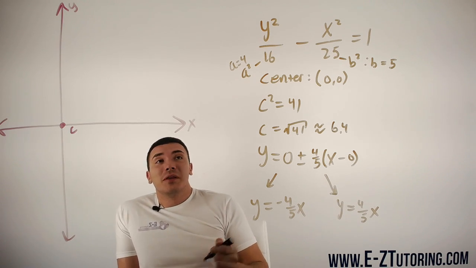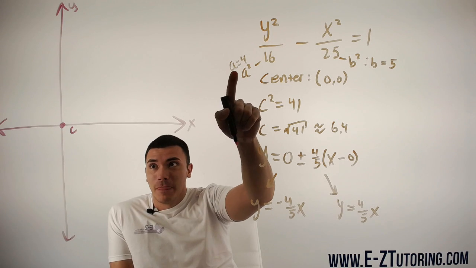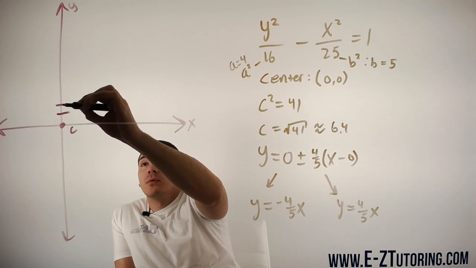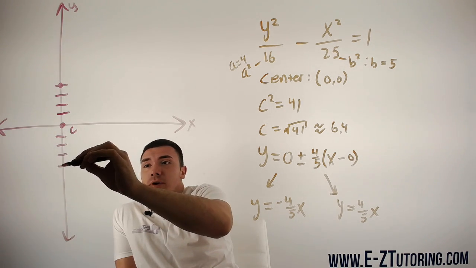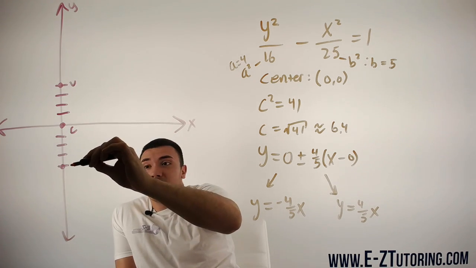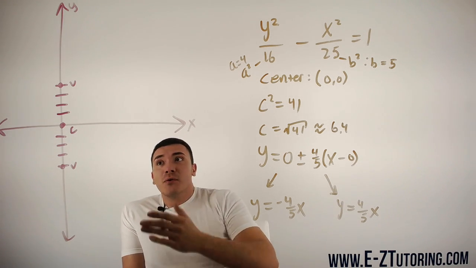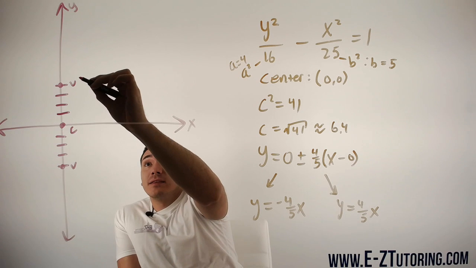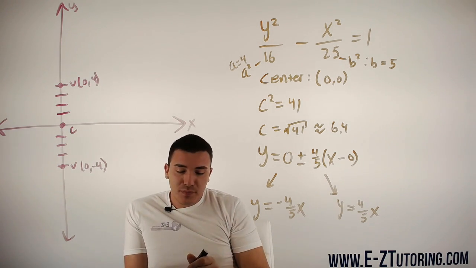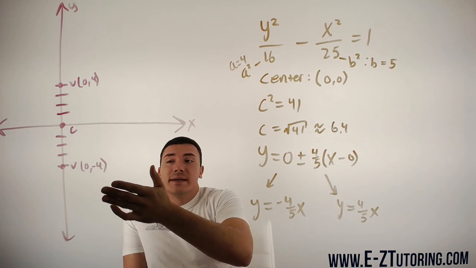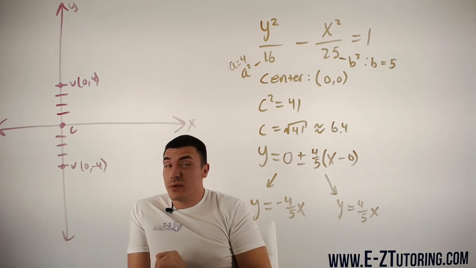Anyways, we know that our A is 4. You don't want to look at A squared. You want to look at A. A is 4, which means you go up 1, 2, 3, 4, and you also go down 1, 2, 3, 4. And another reminder, I can't stress this enough, we're going up and down because our graph is vertical. So we have one vertice at 0, 4 and 0, negative 4. Like I said, you could have found this by doing 0, negative a and 0, a. However, I don't really recommend it.